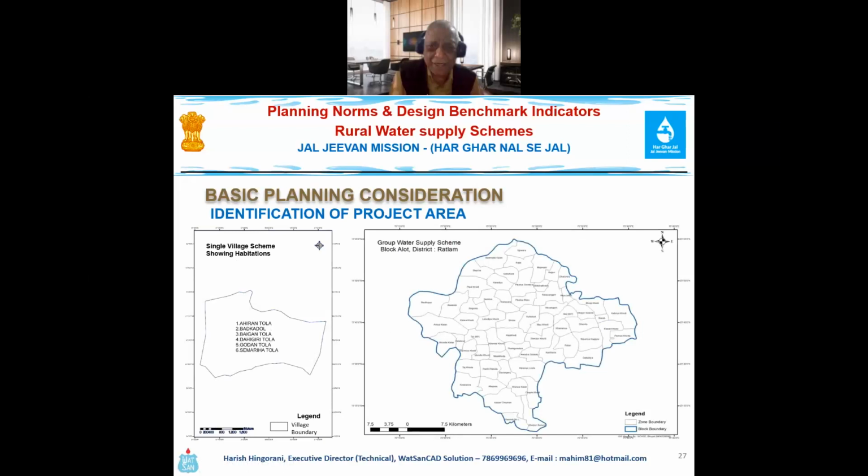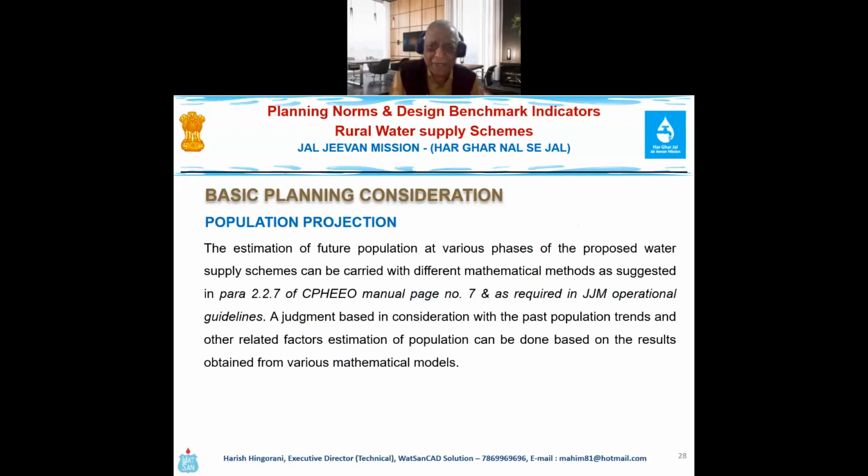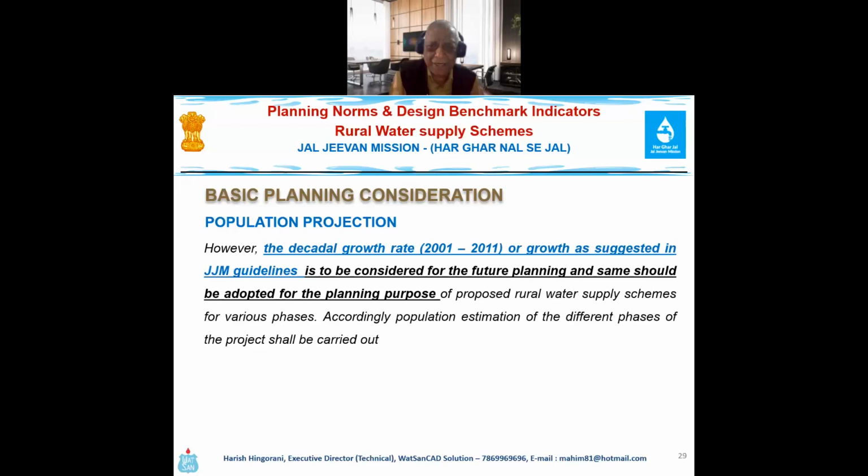So I have defined two types of systems: a single phase scheme, where I have shown the habitation, and a multi-phase system, showing how the planned project has to be defined. Once I have defined the project area, the estimation of future population for various phases of the proposed water supply scheme can be carried out by different methods, as suggested in the CPHEEO manual. Based on these methods, it is the designer's judgment what the estimated population of various stages should be. However, the decadal growth rate of 2011 or growth as suggested in the JJM guideline is to be considered and adopted for future planning.